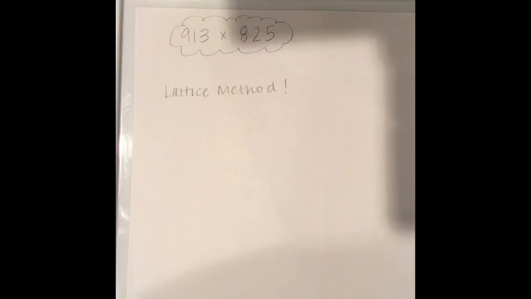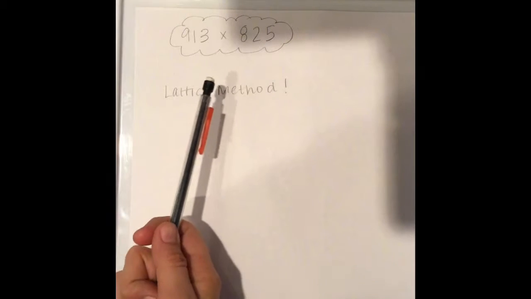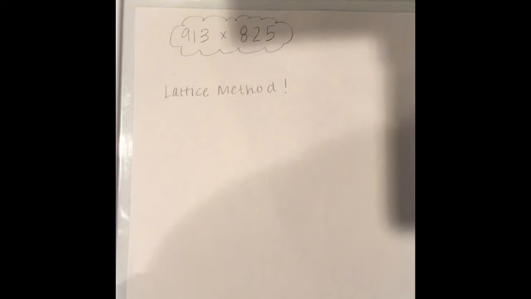For our ways to multiply demonstration, we're going to show you the same problem, 913 times 825, with two different methods. The first we're going to show is the lattice method, and then we're going to show you Napier's bones. And then between those two, hopefully you'll be able to see some similarities and some differences in how they are used and how the problem is done.